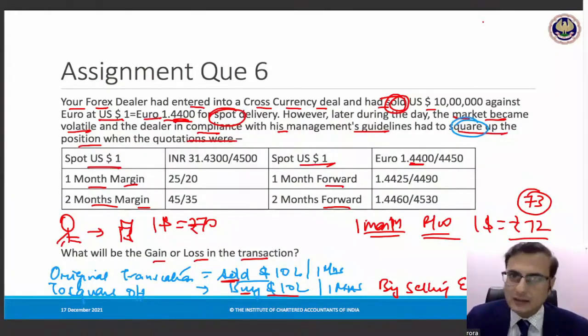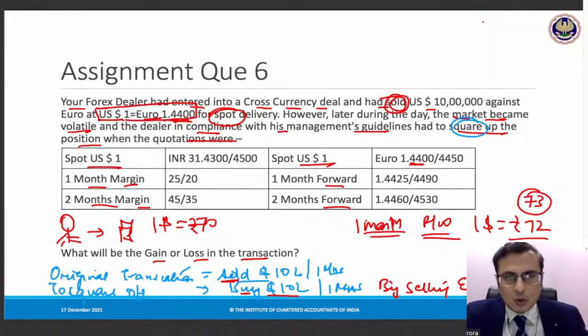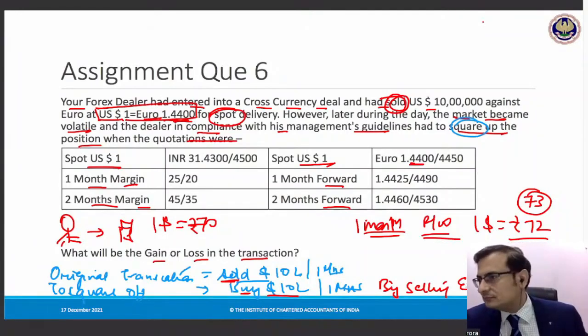In the spot market, because that is the only quote which is available to us. No rupees is there. To square off the transaction, you will have to buy 10 lakh dollars. And how can you buy 10 lakh dollars? By selling euros. Clear? It is clear till here. Any doubts?